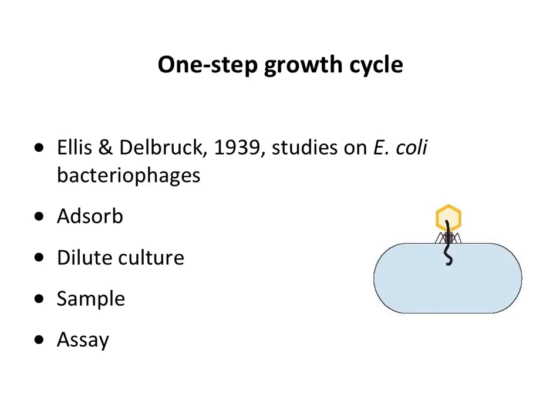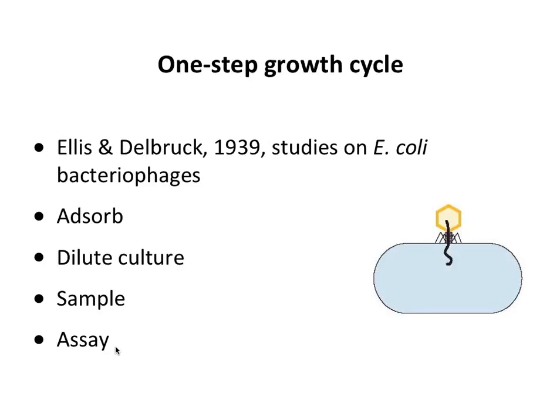So he developed this one-step growth cycle, and what he would do, he would take a culture of E. coli, shown here, the blue cell. He would then take a culture of phage, and he would absorb the phage to E. coli, in other words, allow the phage to attach. And then he would dilute the culture so no more adsorption occurred. So you make a dilute culture, so now the likelihood that a phage is going to attach to a bacteria is very low. And now you incubate the culture and you take samples at different times after adsorption, and you measure virus infectivity by plaque assay.